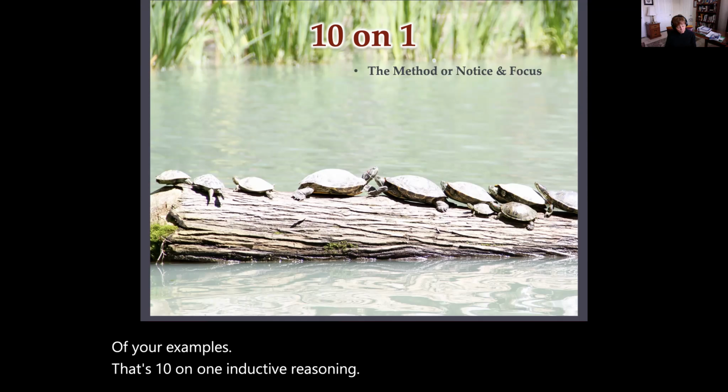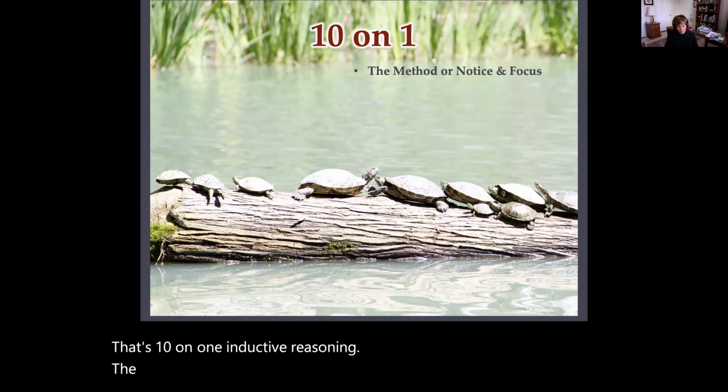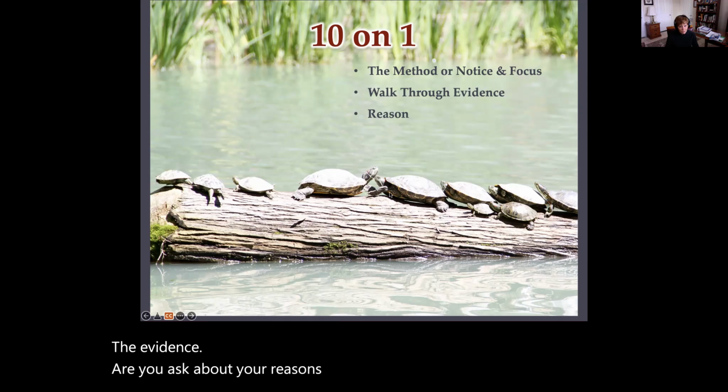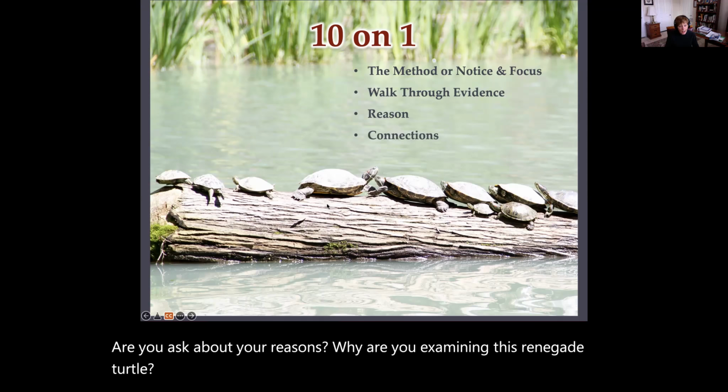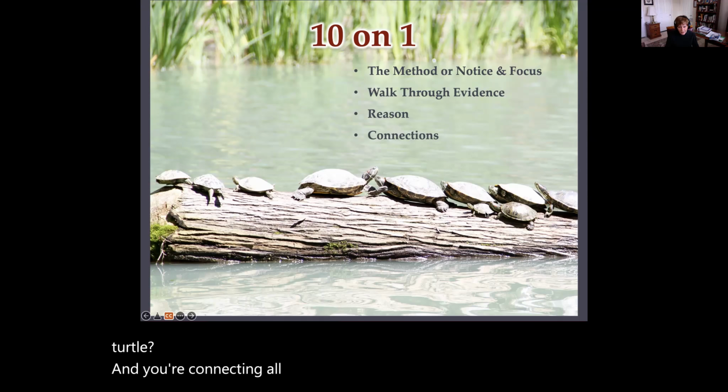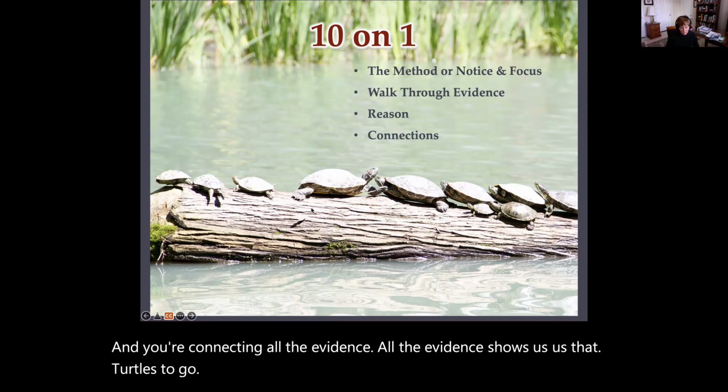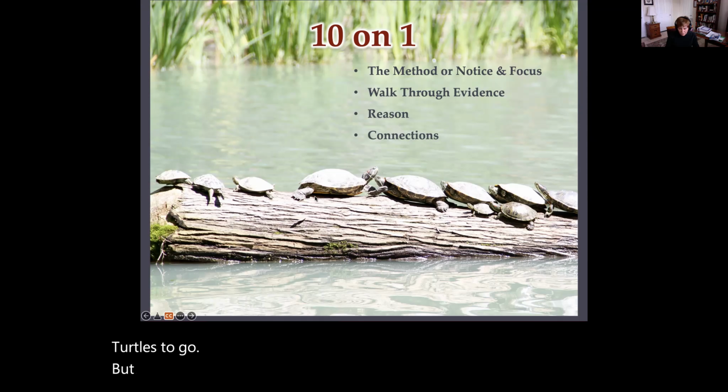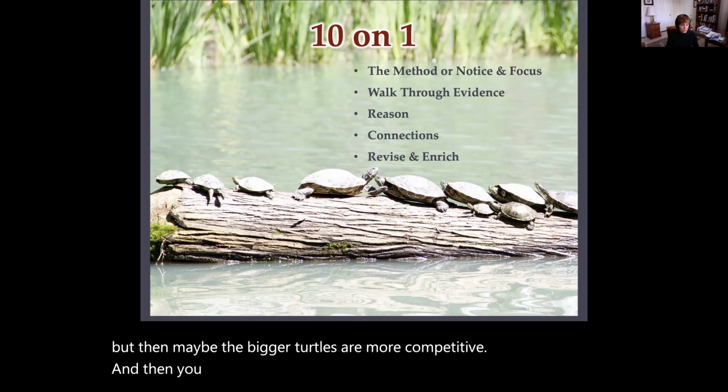So the method of notice and focus, you walk through the evidence and you ask about your reasons. Why are you examining this renegade turtle? And you're connecting all the evidence. All the evidence shows us that turtles like to go together, but then maybe the bigger turtles are more competitive. And then you revise and you enrich.